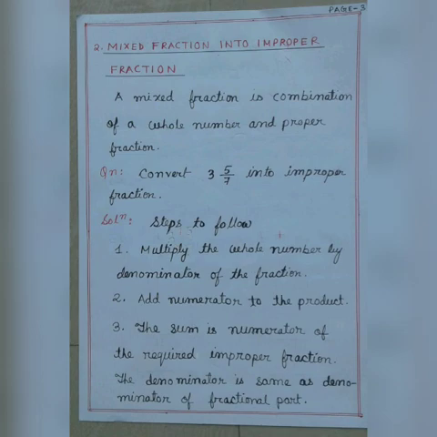So solution, I have mentioned the steps to follow. Number 1, multiply the whole number by denominator of the fraction. Step number 2, add numerator to the product. Step number 3, the sum is numerator of the required improper fraction. The denominator is same as denominator of the fractional part.